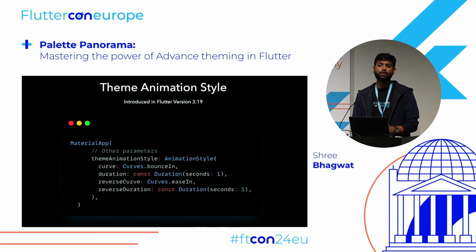When you're defining your MaterialApp, we have a new property called themeAnimationStyle, which takes an AnimationStyle. Over here I have passed a curve. I hope you all know what curves are, right? Right now I've just used the bounceIn curve, and I've given a duration of, let's say, 1 second. I think by default it is 500 milliseconds. I have just increased the duration over here. And of course, we have a reverse duration, for when you switch to a theme and then switch back.